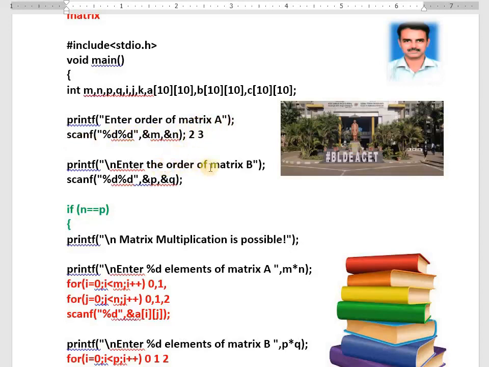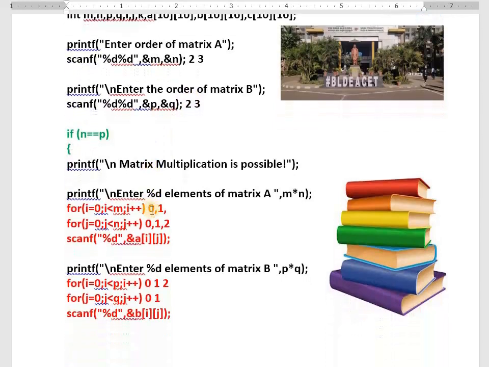Okay. Enter the order of matrix B, P by Q. P and Q variables have been used, 2 by 3. Now is matrix multiplication possible? Not possible, because n is not equals to P. That's why if else has been used here. I show you the code slowly.